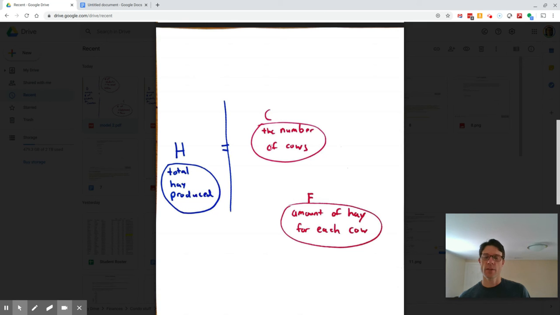C is the number of cows. And F is the amount of hay for each cow. So if I want to figure out how much total, for example, if there's 3 pounds of hay for each cow, right, and I know there's 10 cows, then I would just multiply those two together to get the total amount of hay produced, 30 pounds of hay. So really, I want to multiply C and F here because that'll tell me the total amount of hay produced.